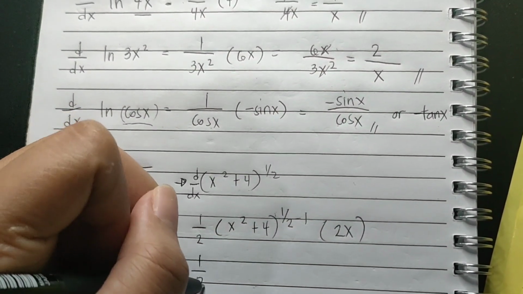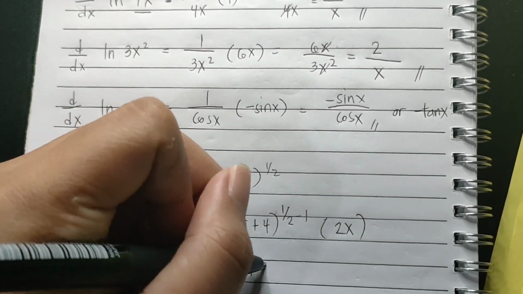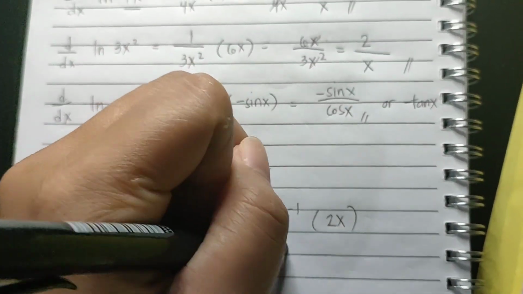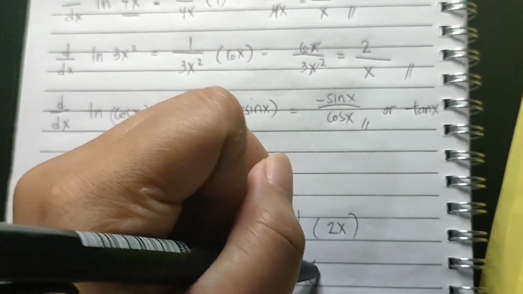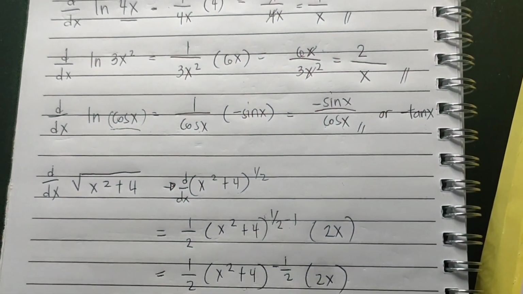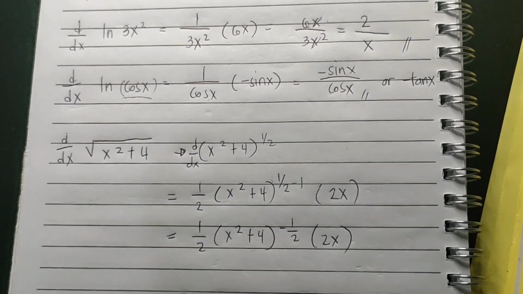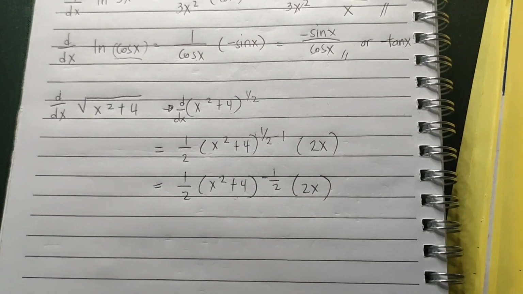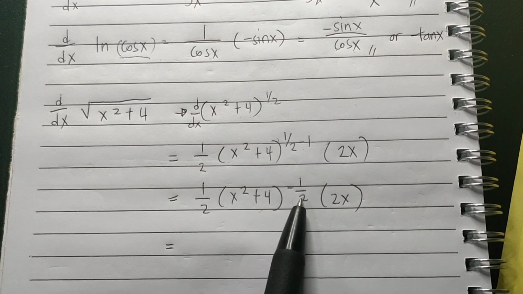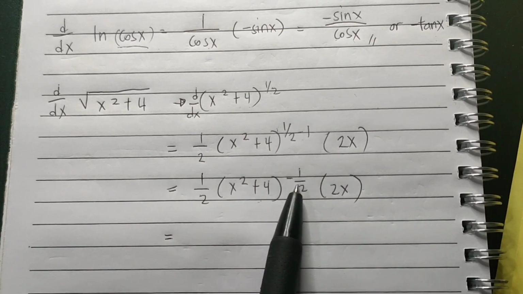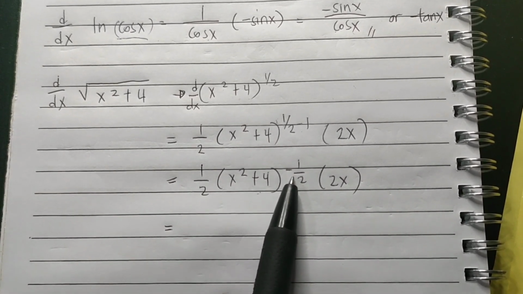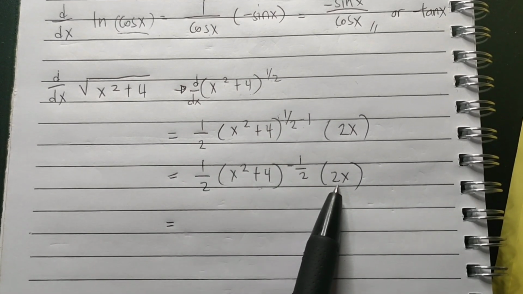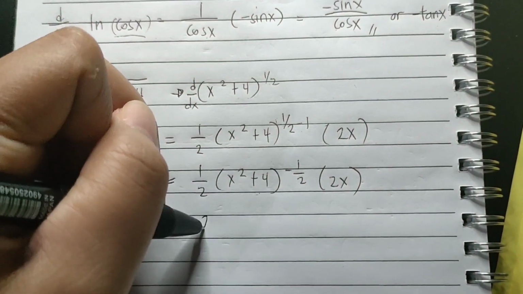So, next, simplify natin to. Copy lang natin to, 1/2, and then x squared plus 4. 1/2 minus 1 is negative 1/2, di ba? Negative 1/2 times 2x. And then, kapag may negative exponent tayo, binababa natin yan para maging positive. So, therefore, ibababa natin tong buong to, magiging katabi yan ni 2. So, 1 times 2x. So, ang natira sa taas ay 2x.